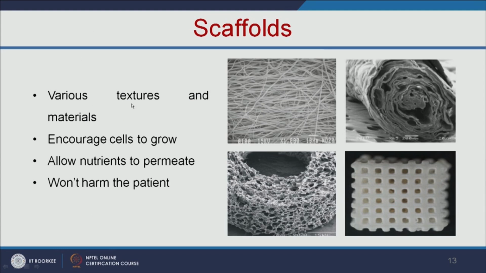We can have scaffolds in various structures and materials, depending on the tissue we want to grow, and we have to select the suitable scaffold. The scaffold should encourage the cells to grow, and it should have a sufficiently porous nature so that it can allow the nutrients to permeate. It should be highly biocompatible and biodegradable, so it should not harm the patient.